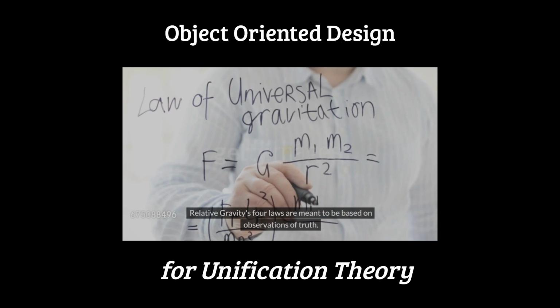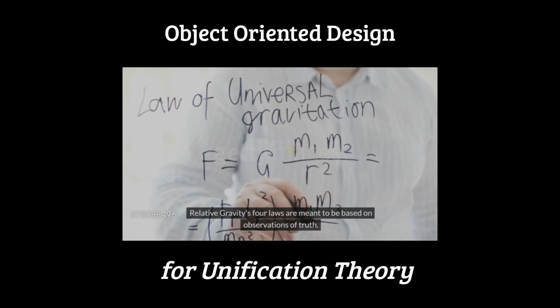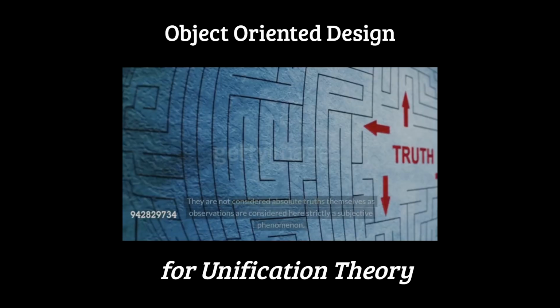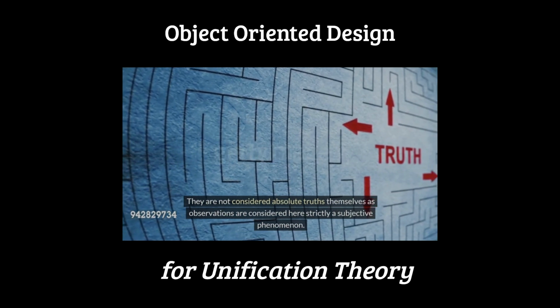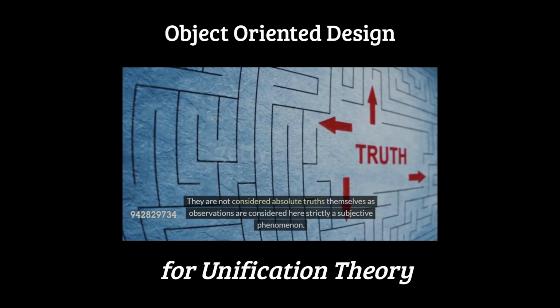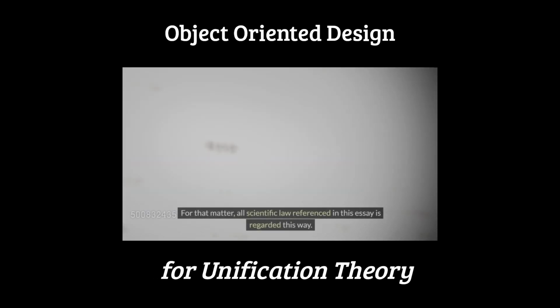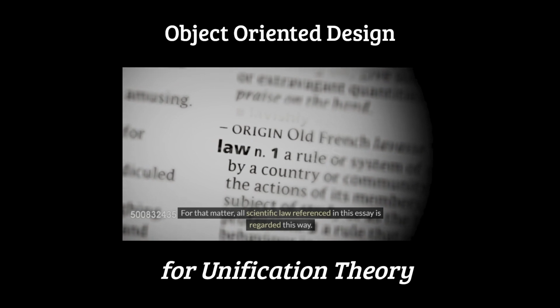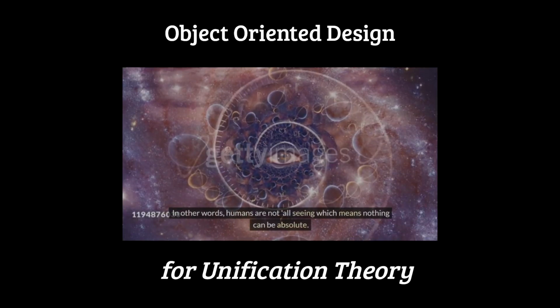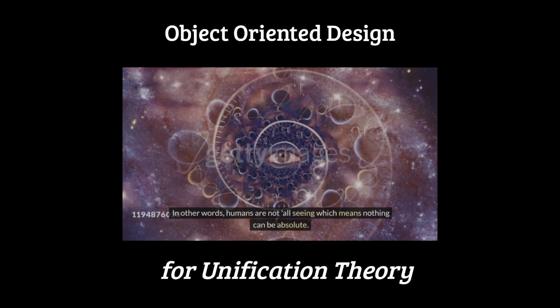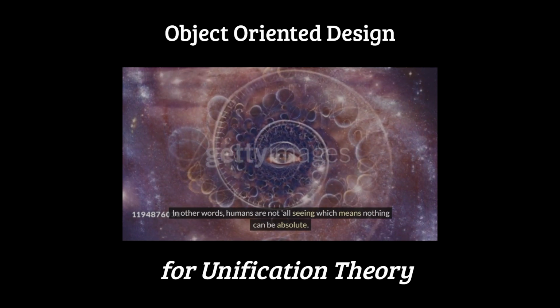Relative gravity's four laws are meant to be based on observations of truth. They are not considered absolute truths themselves, as observations are considered here strictly a subjective phenomenon. For that matter, all scientific law referenced in this essay is regarded this way. In other words, humans are not all-seeing, which means nothing can be absolute.